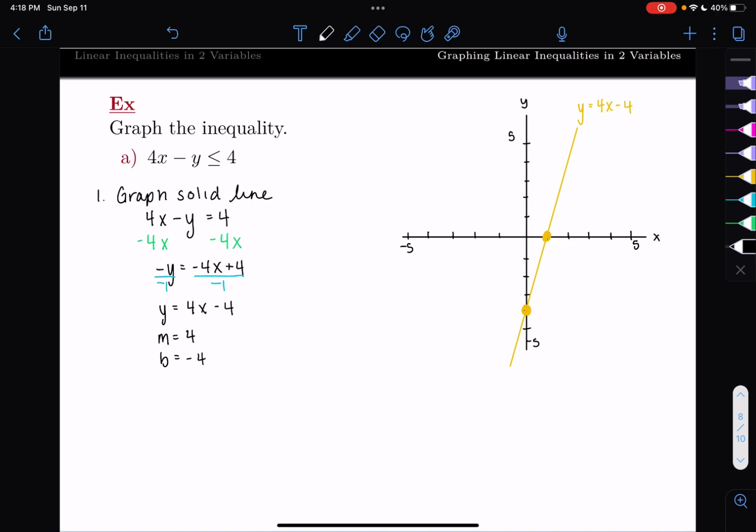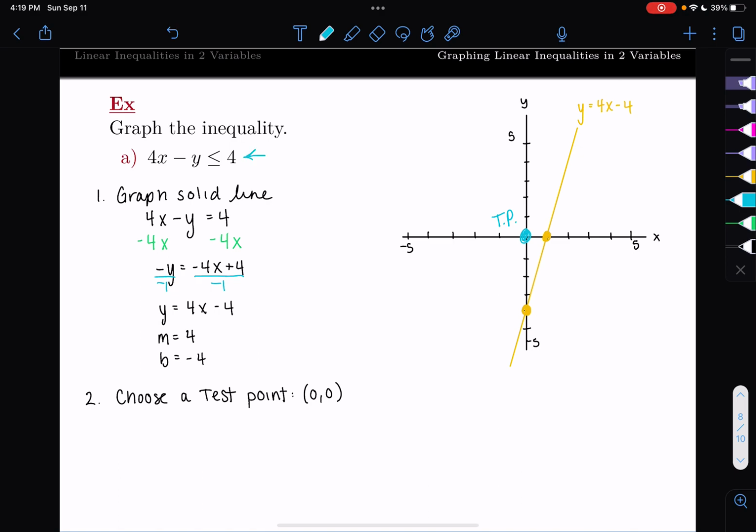Now that I've got my boundary, I'm either going to shade this side over here to mean all of these points satisfy my inequality, or I'm going to shade this side. So our second step is we need to choose a test point. The one I'm going to pick is 0, 0. I want something that is not on the line. I'm going to label that TP as test point.